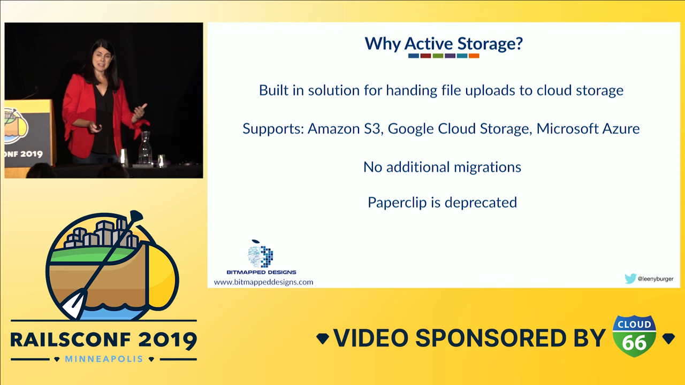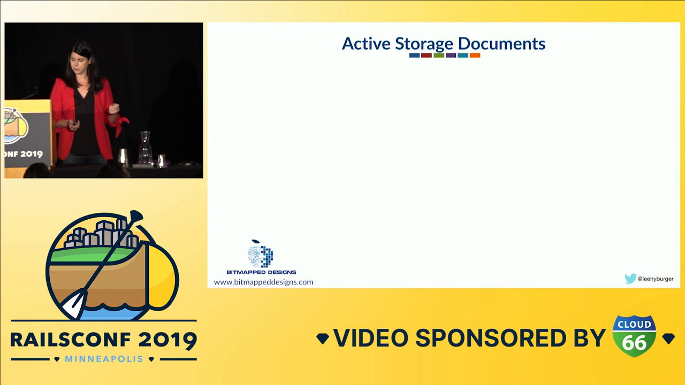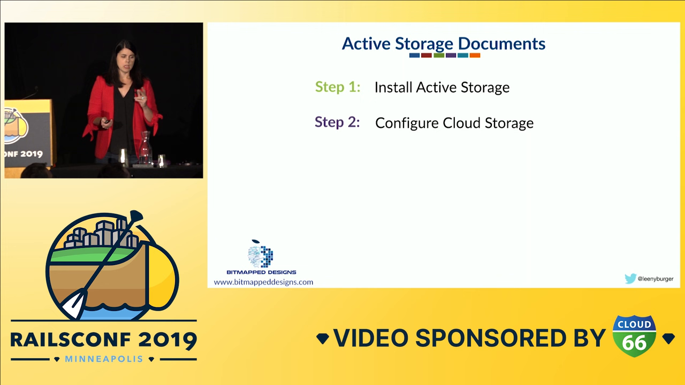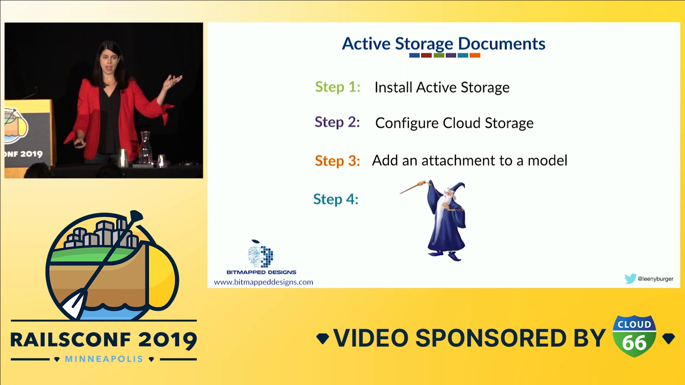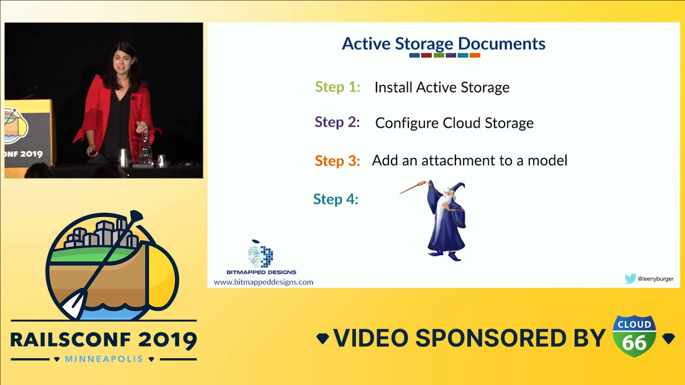So I accepted the contract, and the first thing I did was I went and looked at the Active Storage docs. In my experience, the documentation for Rails is usually excellent, and Active Storage appeared to be no different. Step one, install Active Storage. Step two, configure cloud storage. Step three, add an attachment to a model. And step four, let the magic of Rails extrapolate away all of the heavy lifting for you, and it just works.